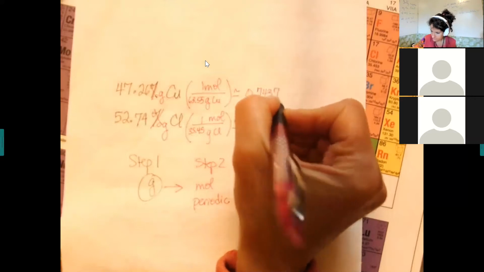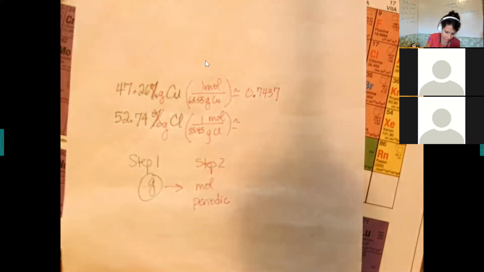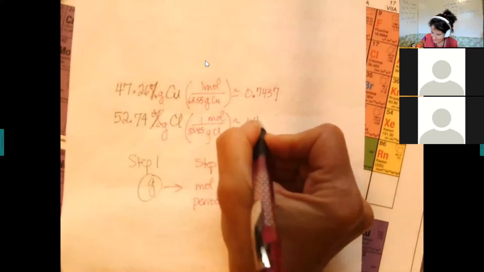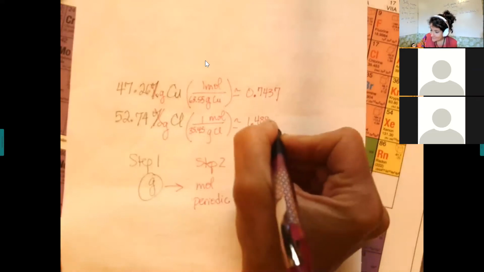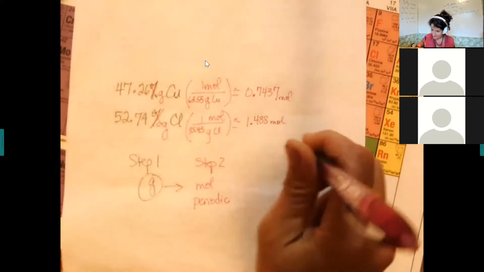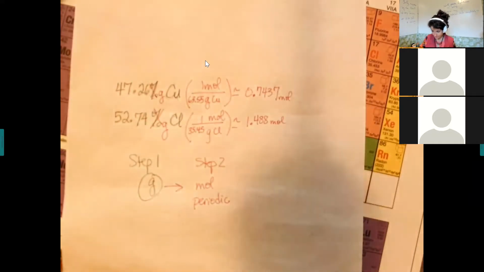0.7437. You're just punching this in your calculator. In class it would be fun because I could see everybody would have their calculators. It would keep them awake. All right, and this is 1.488. These do have units. We'll just say moles. I can see this is my chlorine, this is my copper.